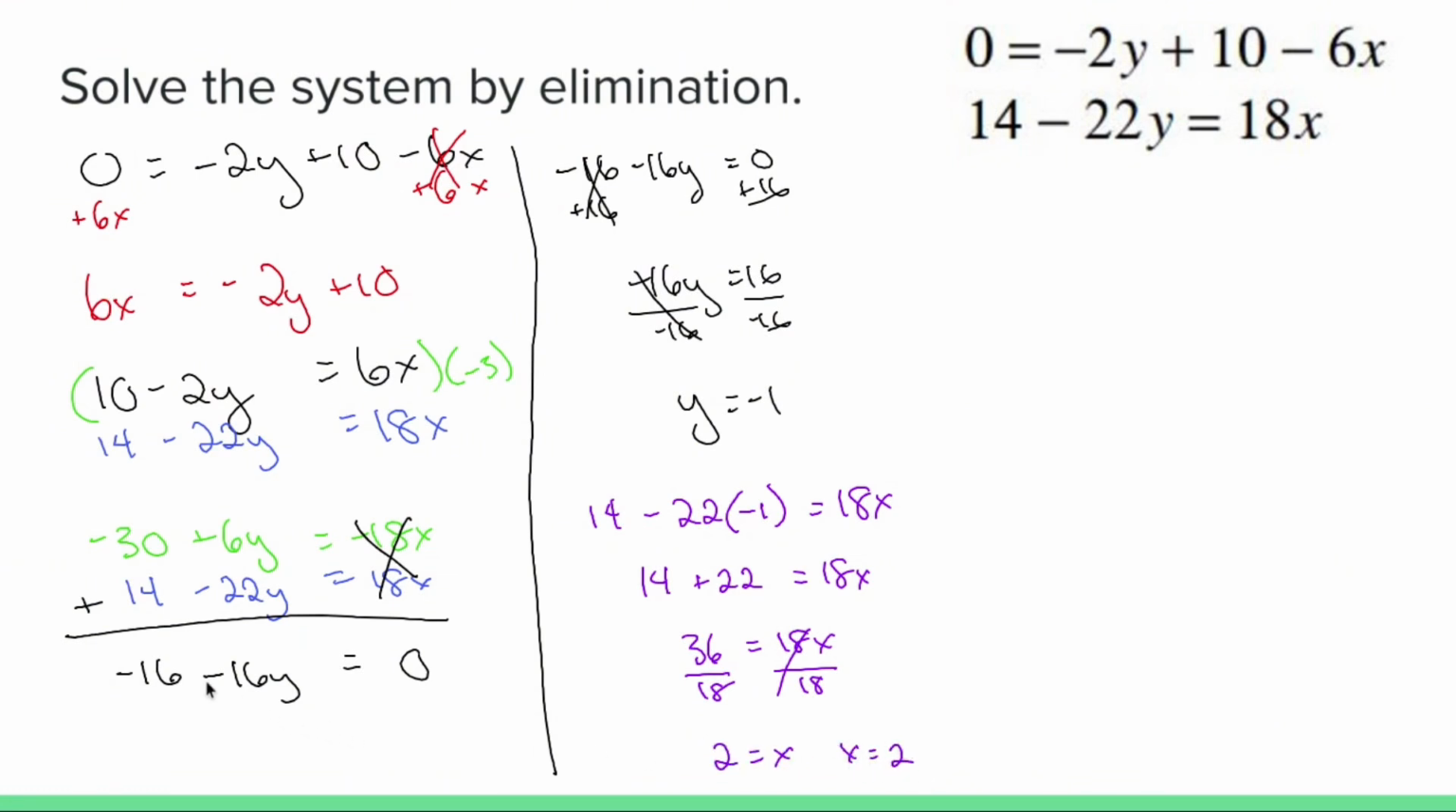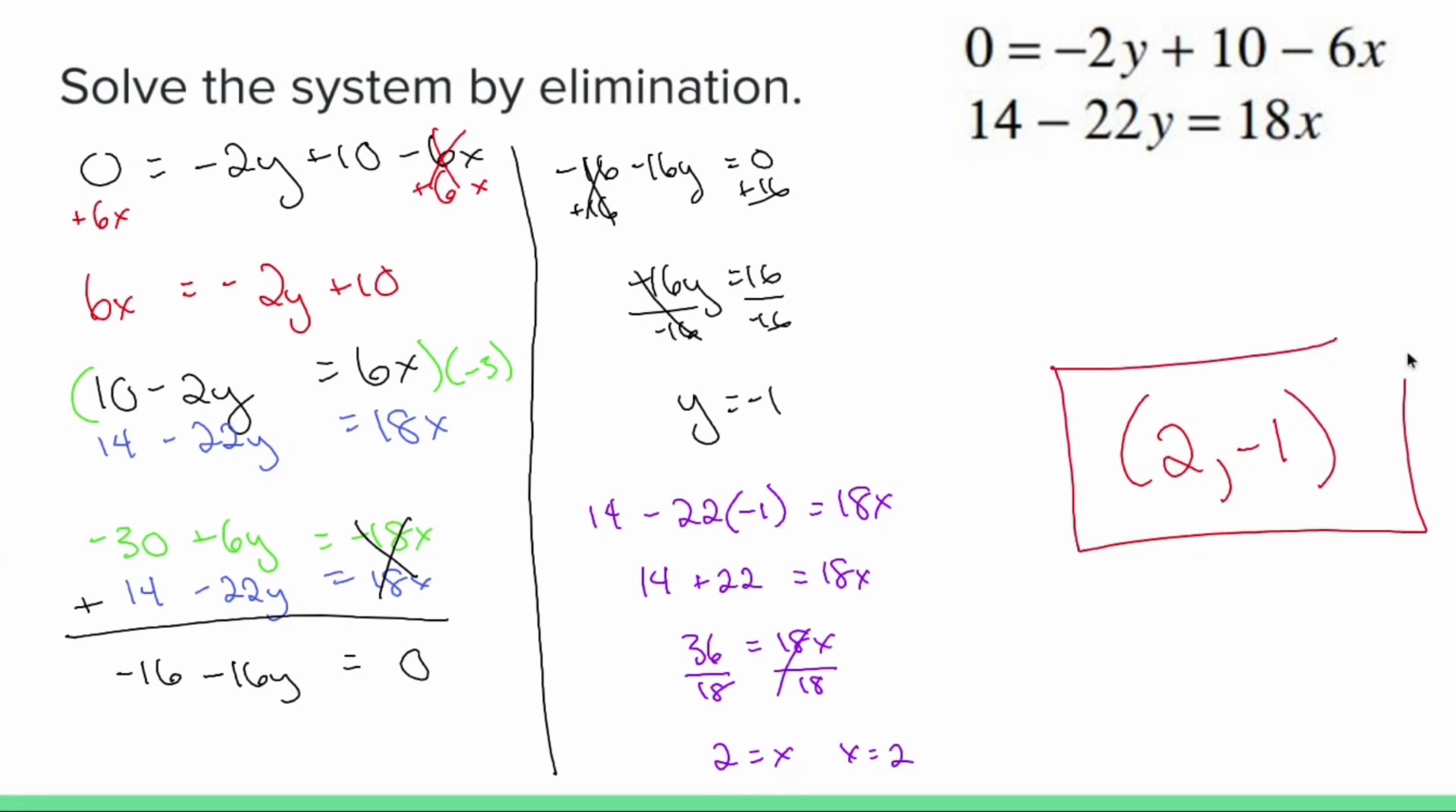And since x is equal to 2 and y is equal to negative 1, that gives us a final answer of the point (2, negative 1), just like that.